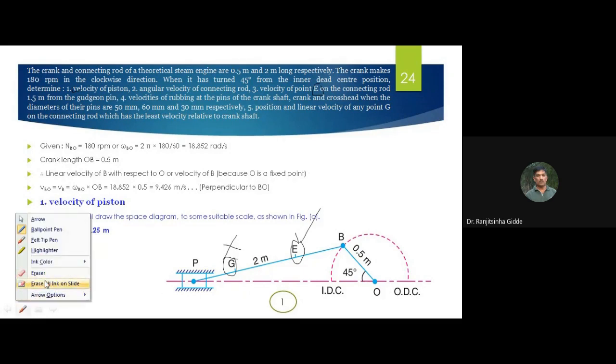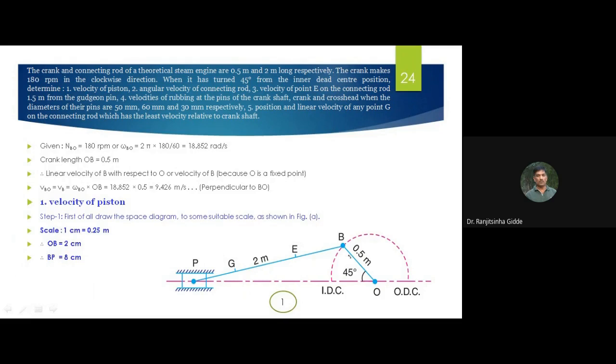So now you are going to draw this crank, then connecting rod, and this location E, which is 1.5 meter from the gudgeon pin. So this one is the gudgeon pin, and this distance is 1.5 meter. We can't show this G because if you are going to see this serial number 5, position and linear velocity of any point G on the connecting rod which has least velocity relative to the crankshaft. So this is not given. So after drawing the velocity diagram, we need to locate this G point.